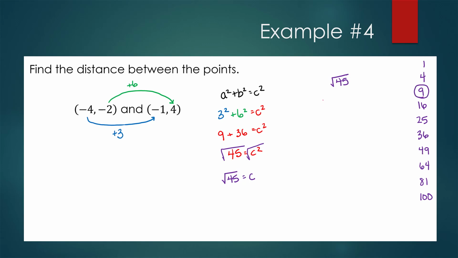So I'm going to rewrite the square root of 45 as the square root of 9 times 5. And we can divide that into the square root of 9 and the square root of 5. The square root of 9 is 3, and we cannot simplify the square root of 5. So 3 square root 5 equals c, or in other words, the distance of our segment, or the distance between the 2 points, equals 3 square root 5 units.